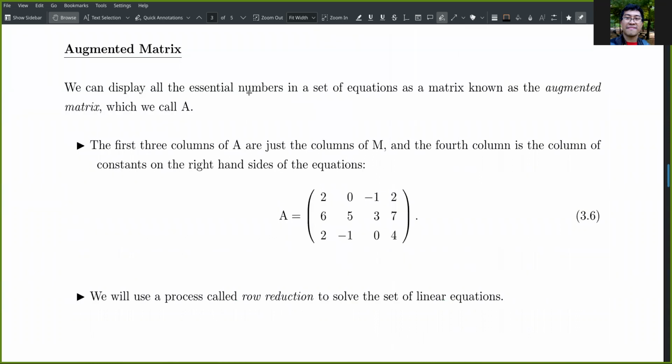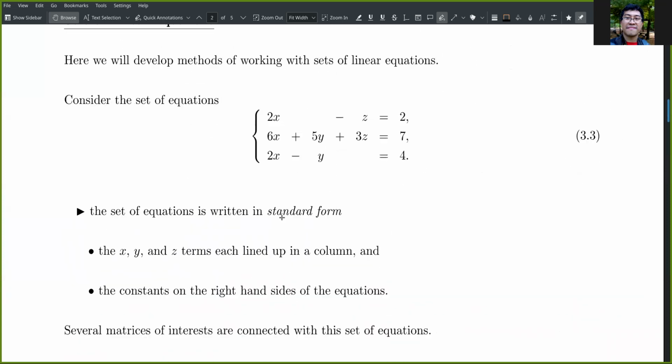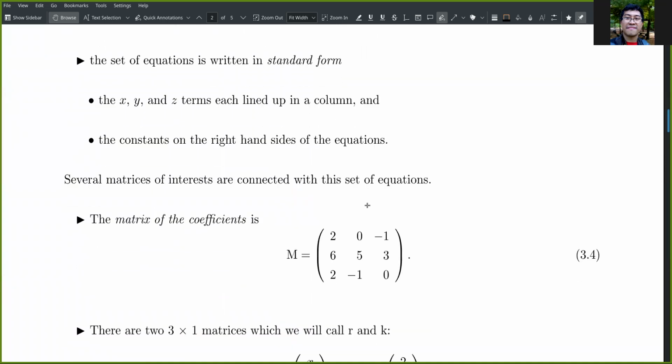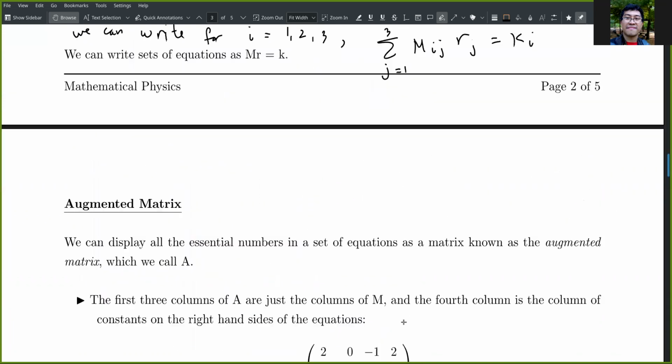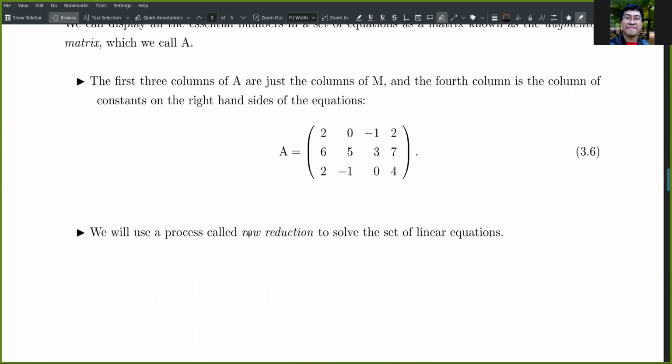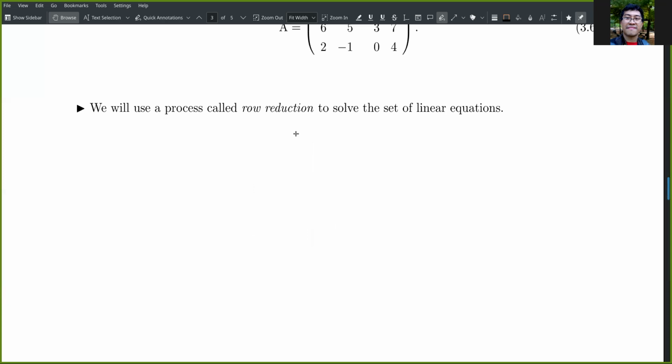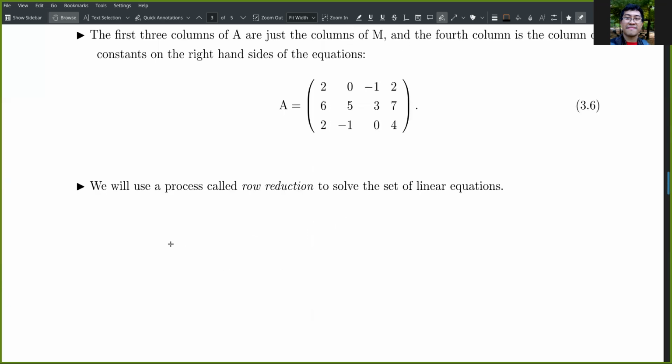We can display all essential numbers in a set of equations as a matrix known as the augmented matrix. The first three columns of A are just the coefficient matrix M, and then we add in the fourth column the constants. So for example, for the set of linear equations here, we have the M matrix, and then we add on one column, this 2, 7, and 4. So we have this. We'll use a process called row reduction to solve the set of linear equations.